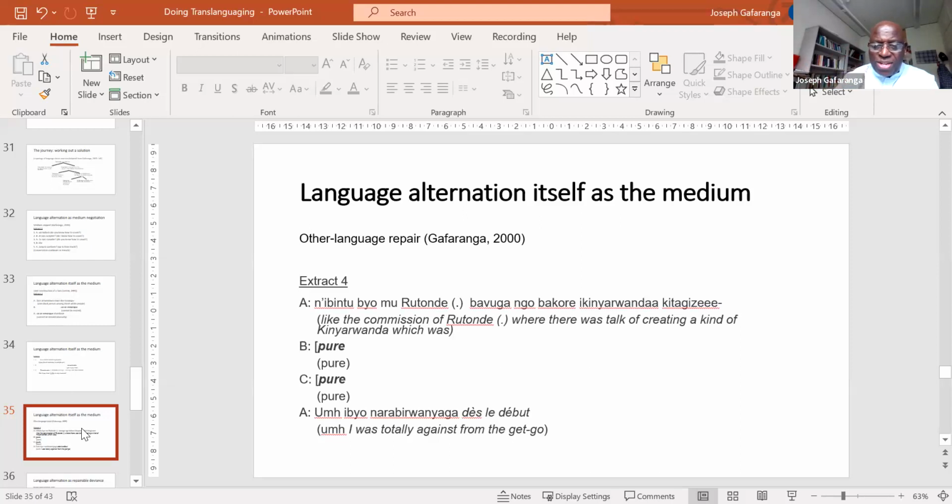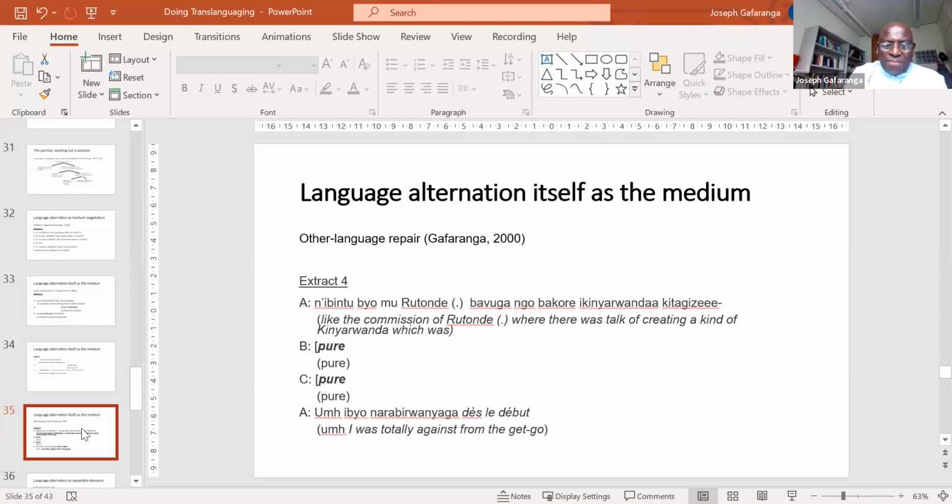I don't find the right word, and you have all these hesitations in Kinyarwanda, and then B and C come in to help, and that's something you always find in conversations. When there is a problem, everybody gears up to contribute and solve it. And conversation is a joint enterprise. So B and C come in to help in an overlap.